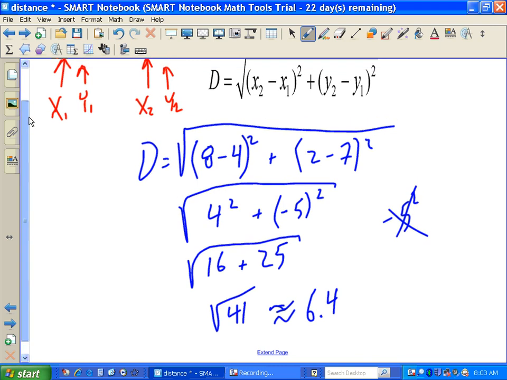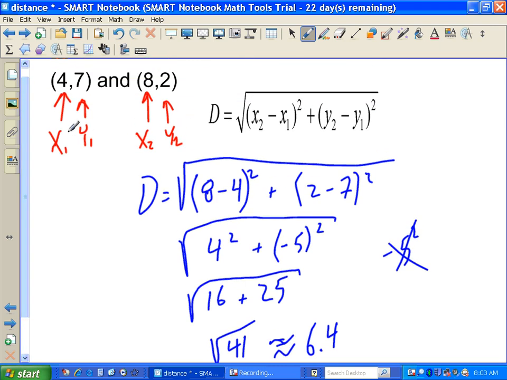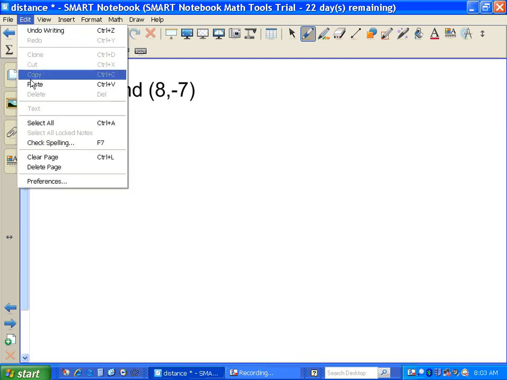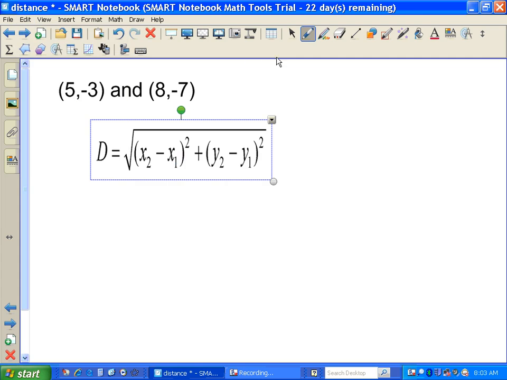Okay, so process. You have a formula, you have some coordinates, you label them, you plug them in, you turn the handle, you spit out an answer, you go. Okay, so, again, distance formula, the lazy man's way.